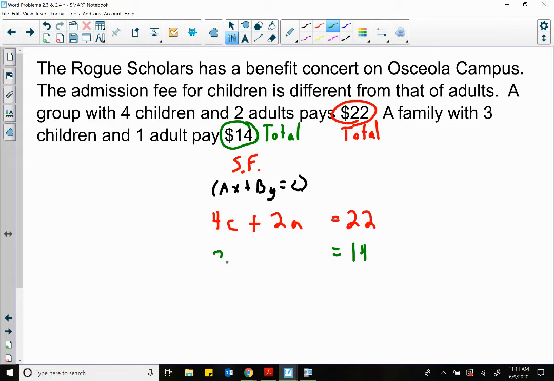You got it. 3c plus 1a. There are your two equations. Now we can solve the problem.